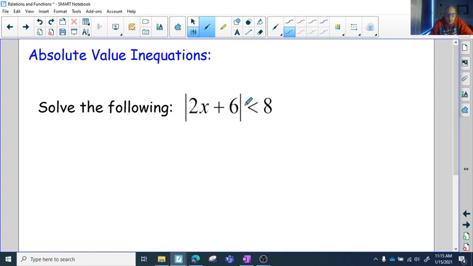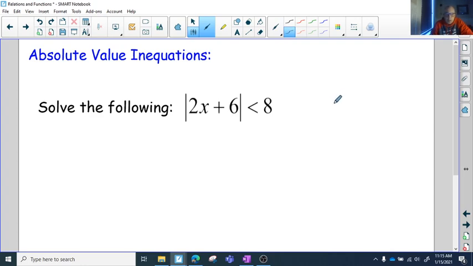Welcome to this video that will be used to discuss absolute value inequations. Now this is simply an extension of absolute value equations, where the difference being in equations we're solving for specific x values that work, whereas in inequations we're looking for sets of numbers that may work.